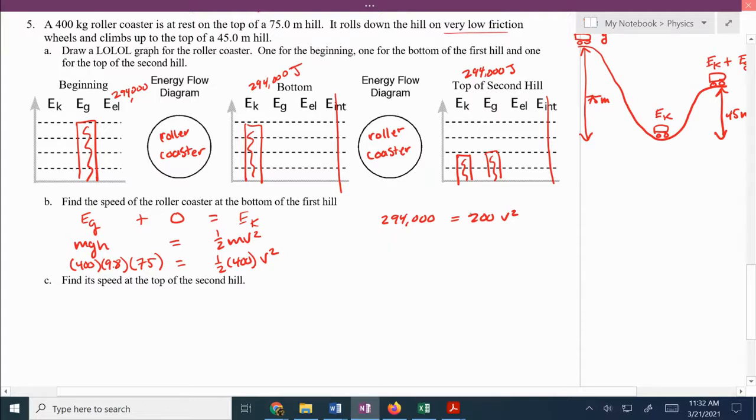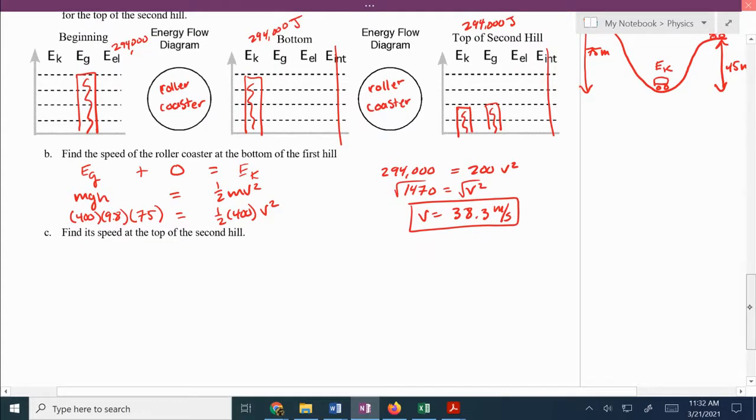So let's see here. You're going to divide by the 200. Square root both sides. That's going to give you 38 meters per second. And we're going to move along.